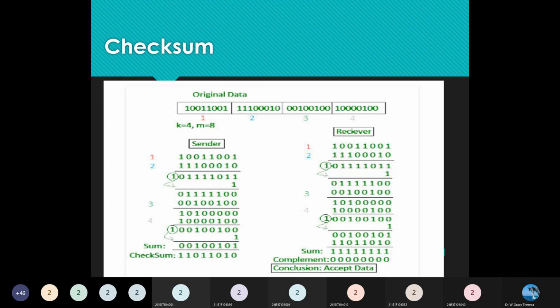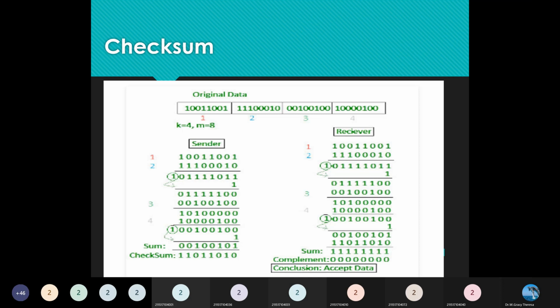That value is then added with the third block, again with normal one's complement arithmetic addition. There is no carry out, so directly we can include the fourth block and add it. Adding 0 plus 1, 1 plus 0, 0 plus 0, and so on, and finally 1 plus 1 is 10. Once again there is a carry of 1, and that 1 is also added, and finally we get the sum result as 00100101.